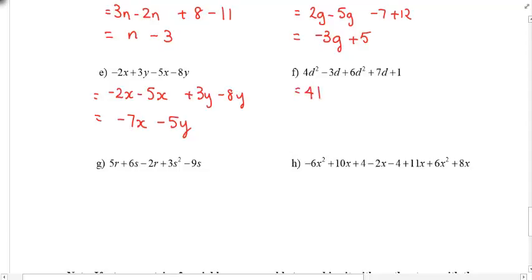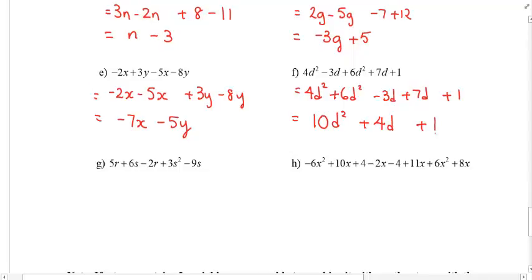I see d squared is degree 2, so let's combine all those together first. Then I see d's, so that's negative 3d and 7d. And then I see a 1 just by itself, so I'll leave it like that. Now I'll combine like terms. The d squareds, 4 of them plus 6 of them are 10 of them, so 10d squared. Negative 3d plus 7d. Negative 3 plus 7 is 4, so 4d's. And then the plus 1 is just by itself, so I'll just leave it as is, plus 1.